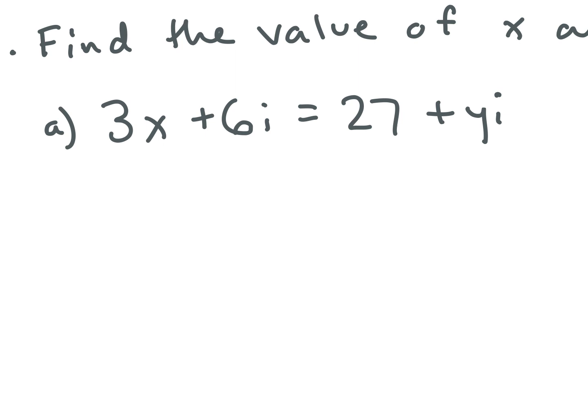So we want to find the value of x and y. Here we set our real parts equal to each other and then our imaginary parts equal to each other. So we have 3x is equal to 27. What would I do to solve for x? Awesome. Divide by 3. So x is equal to 9.